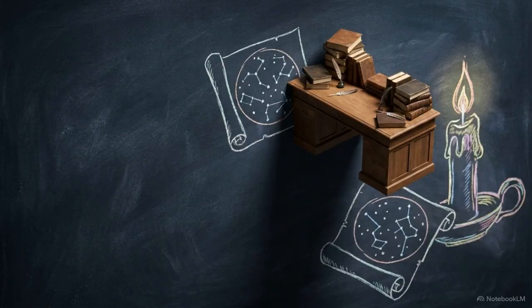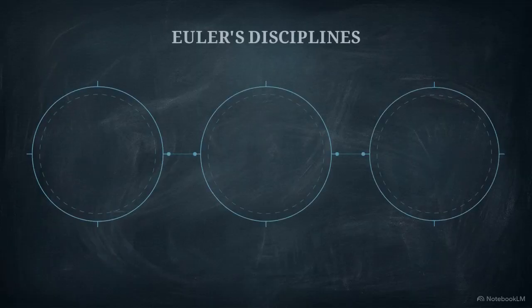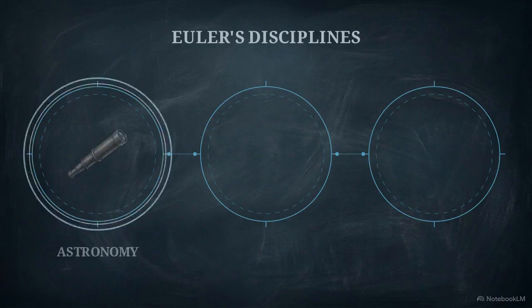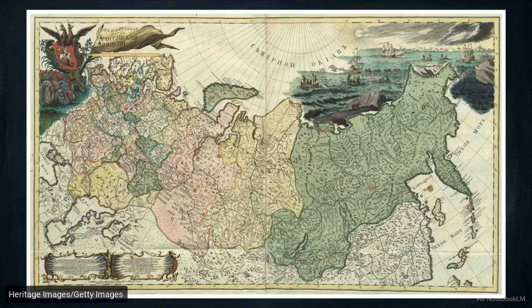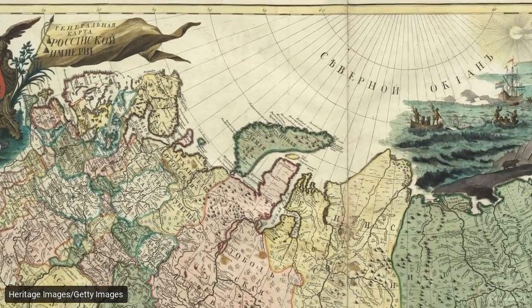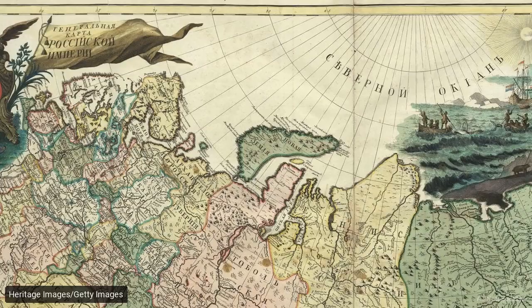But Euler's productivity came with a massive physical toll. He worked across dozens of disciplines simultaneously, from astronomy and music theory to cartography. While directing a massive project to map the entire Russian Empire, the sheer volume of visual data led to severe eye strain. By 1740, the effort had cost him the sight in his right eye.